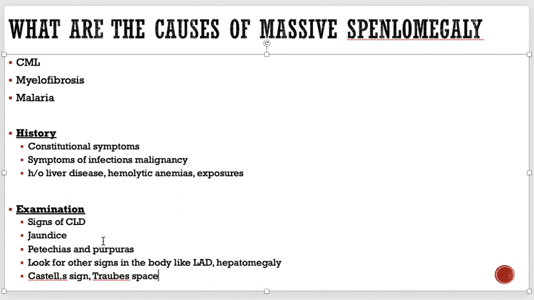So, what is the importance of this one? One way, as I told you, is Castell's sign, to check whether there is any splenomegaly or not. These are clinical skills, guys. But nowadays, of course, ultrasonography is used, and they can evaluate quickly. But not everyone has this one.